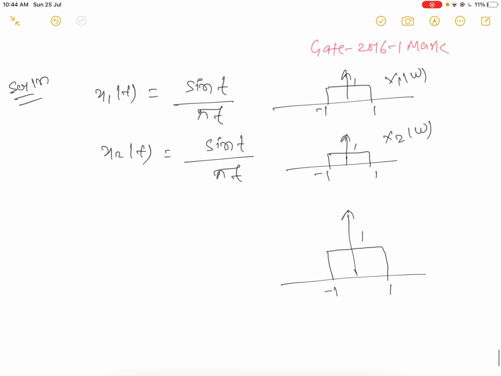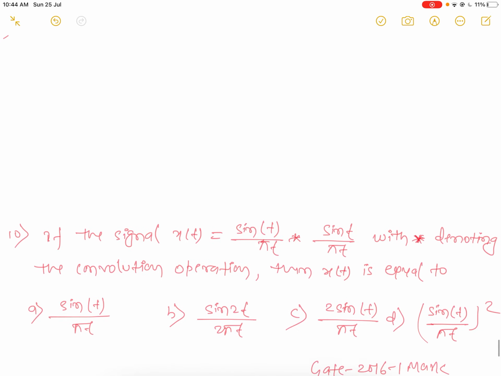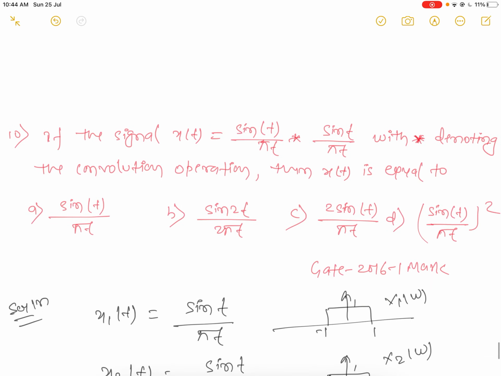So your X(omega) is here. So X(omega) will be the Fourier transform of x(t), which will be sin t upon pi t. So the option is A, which will be the right answer.